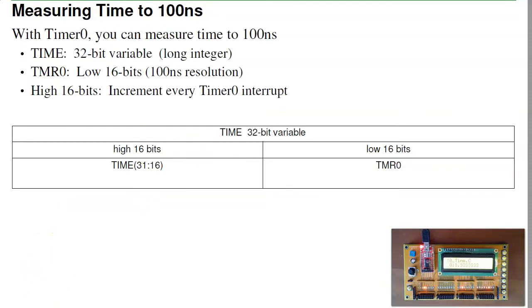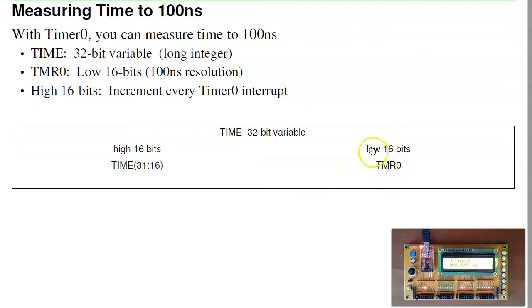Okay, so with timer 1 or timer 0, I can output a frequency. I can also measure time to 200 nanoseconds. The way you do that is set up a 32-bit counter. The reason for that is timer 0 is a 16-bit counter. Every 6.5 milliseconds, this wraps around. So if I have an event that takes less than 6.5 milliseconds, I can just use timer 0. If it takes more than 6.5 milliseconds, I need to keep track of how many times it wraps around. So I'll have a 32-bit counter. The high 16 bits is how many times timer 0 wraps around. The low 16 bits are timer 0.